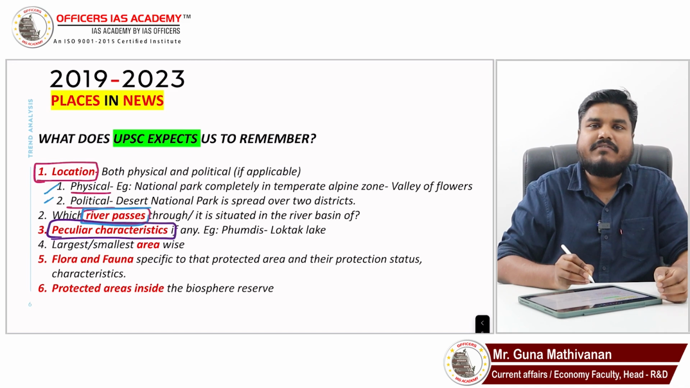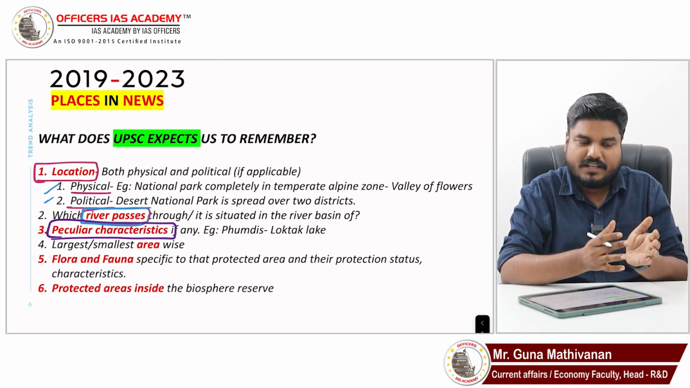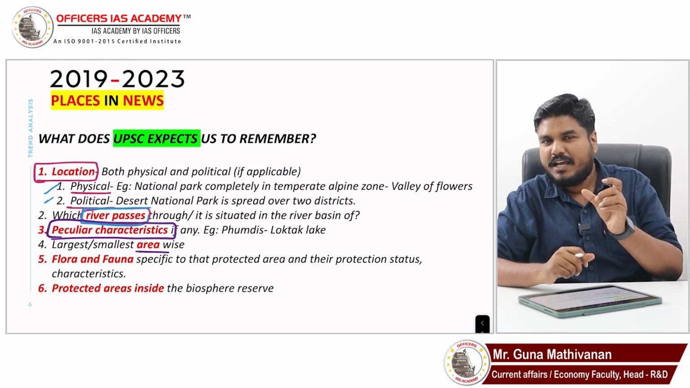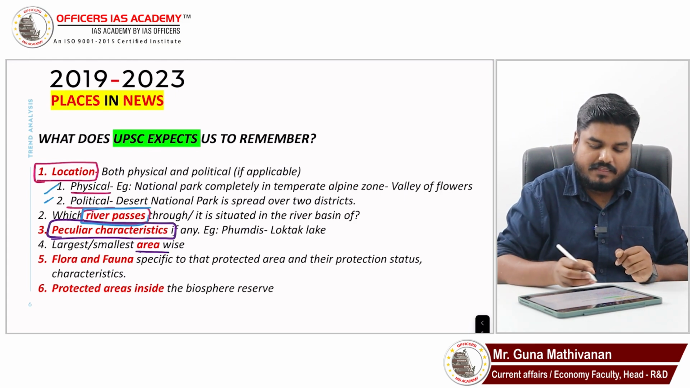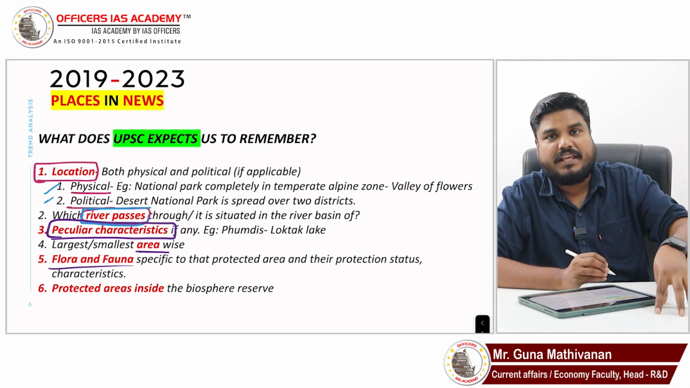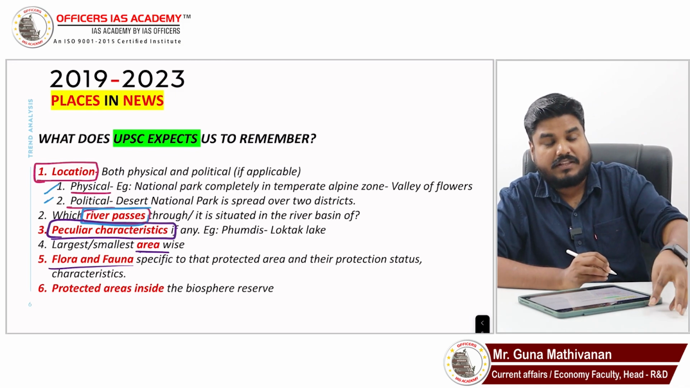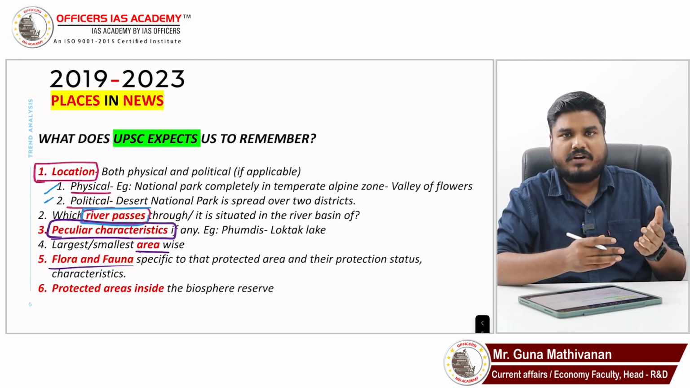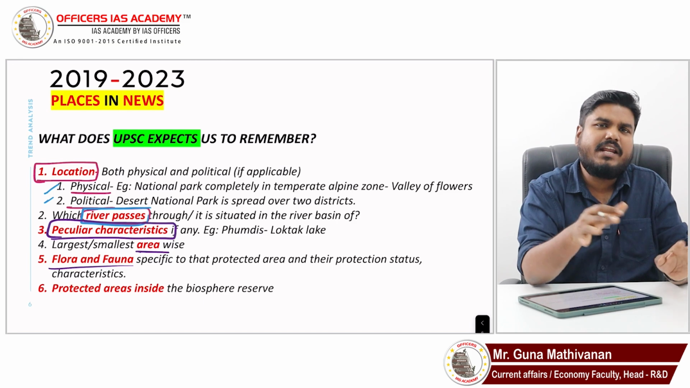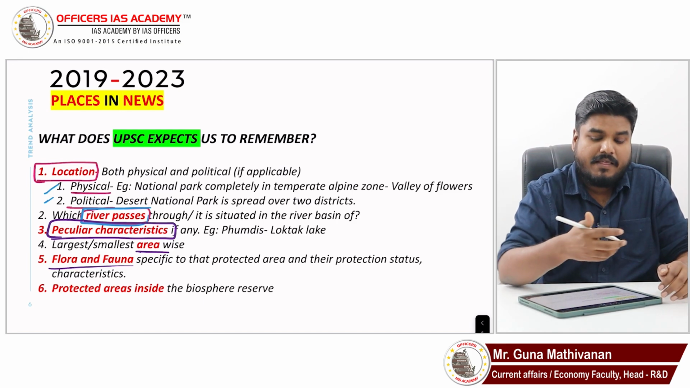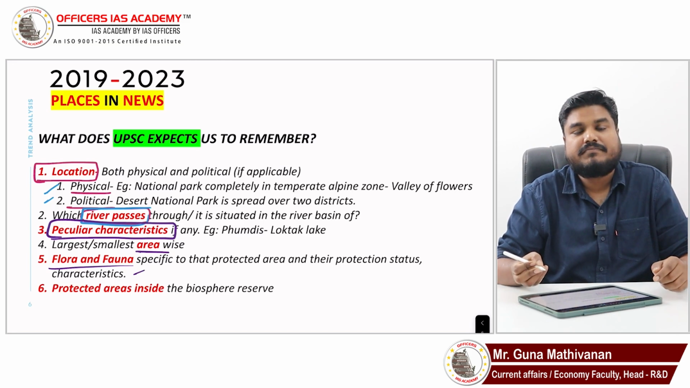Then, area wise, okay, this is the smallest tiger reserve. This is the largest tiger reserve, right? That area wise idea also you should have. Then, flora, fauna, particular to that particular area, to that national park, to that wildlife sanctuary, if there is any flora fauna which is specific to that area, need not be endemic to that area, but that is significantly available in that area, then you have to make a note.